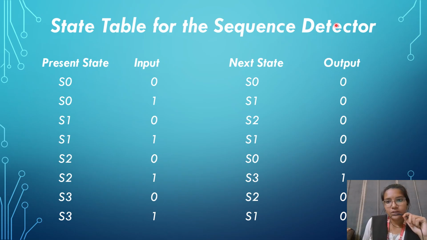State table for the sequence detector is as follows. We take present state, input, next state, and output. If present state is S0, if the input is 1, then we go to next state S1. Similarly, if we take all of these, only in one condition, we get output as 1. In all remaining conditions, we get output as 0.